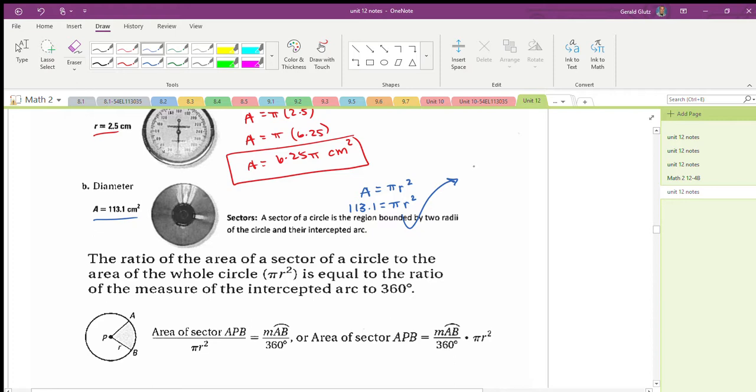So divide both sides by pi. Get out my calculator here. 113.1 divided by pi. There it is. So that would be 36.